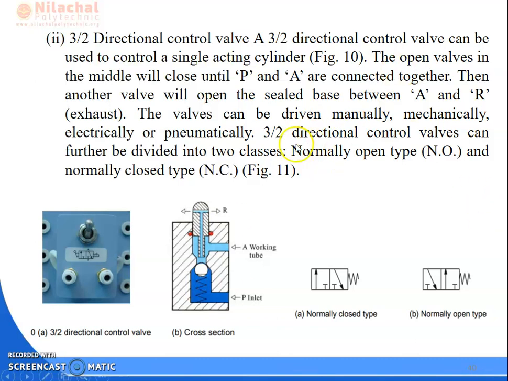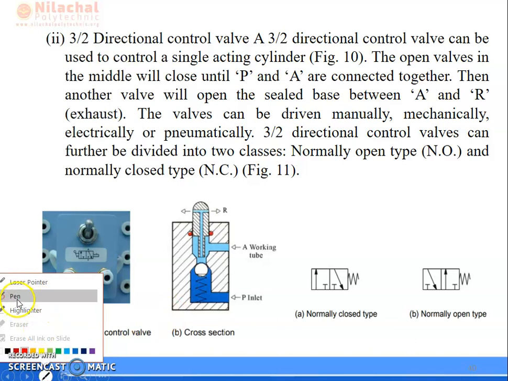You can see here, the normally closed type. On the left-hand side there is no flow, and on the right-hand side, P to A, the flow is there and the exhaust port is closed. Here A to E: from the working port to the exhaust, the air is exhausted. In the normally open type, the flow is there from P to A, and the flow is directed in this direction.